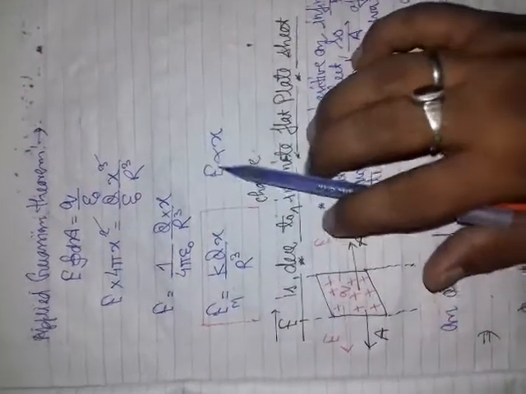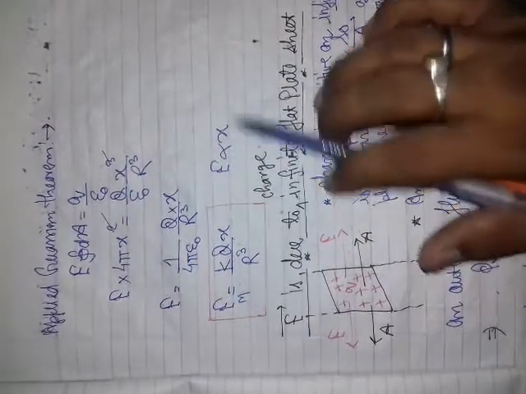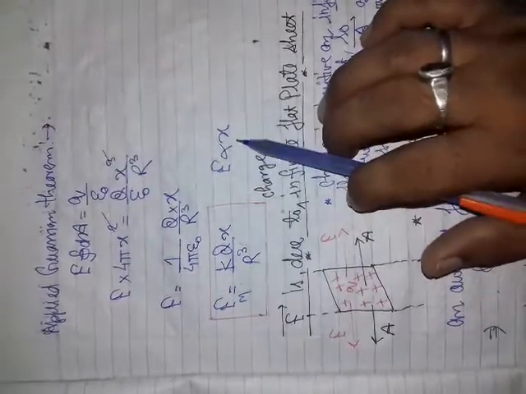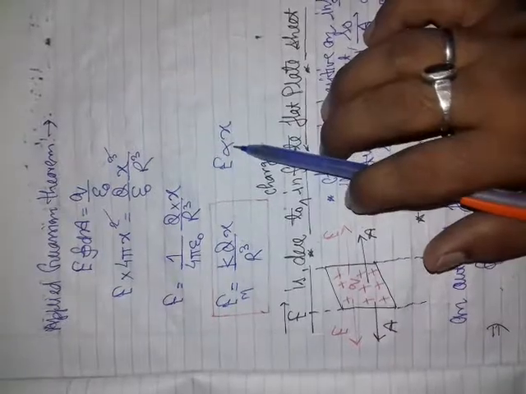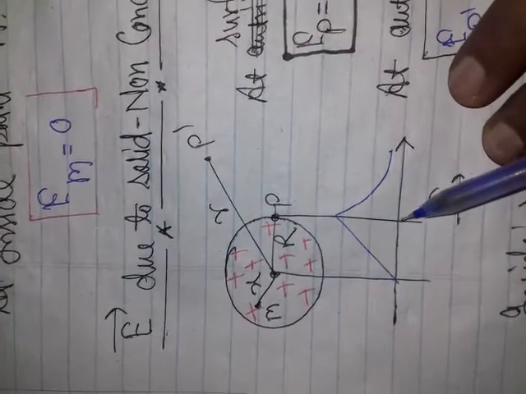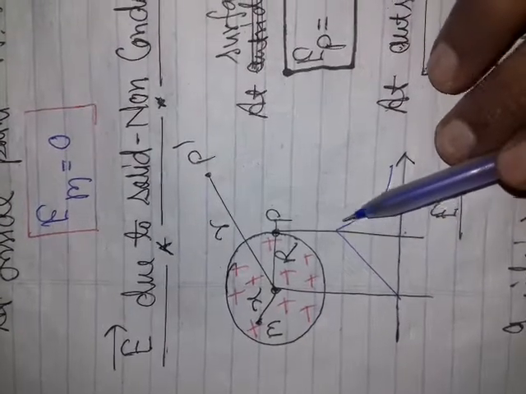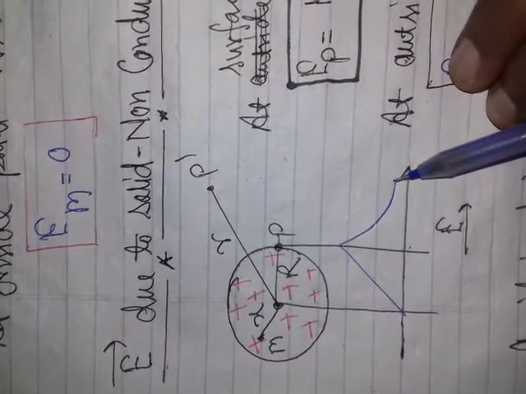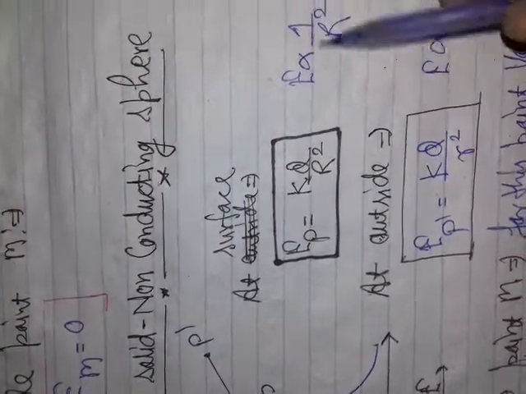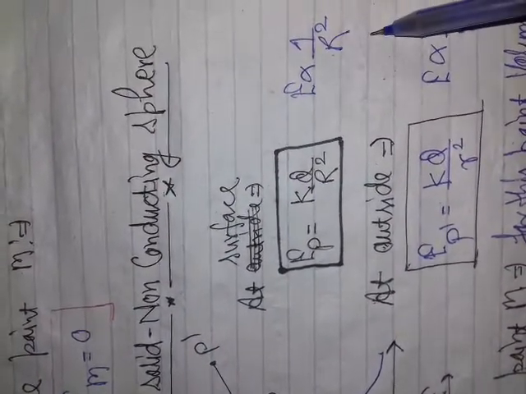That means the electric field is directly proportional to the distance as we move from the center outwards. In this graph it is clear that when we move from the center to the surface, the electric field increases, and after that it decreases, as in this equation the relation of the electric field is inverse.